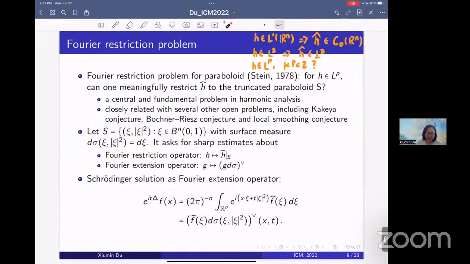And the Fourier restriction conjecture asks for sharp Lp to Lq estimates about this Fourier restriction operator, which sends a function h to its Fourier transform restricted onto the hypersurface. And by duality, this is equivalent to proving some sharp Lq' to Lp' estimates about the dual operator, which we call the Fourier extension operator. This operator sends a function g on the surface to the inverse Fourier transform of the surface measure, g dσ.